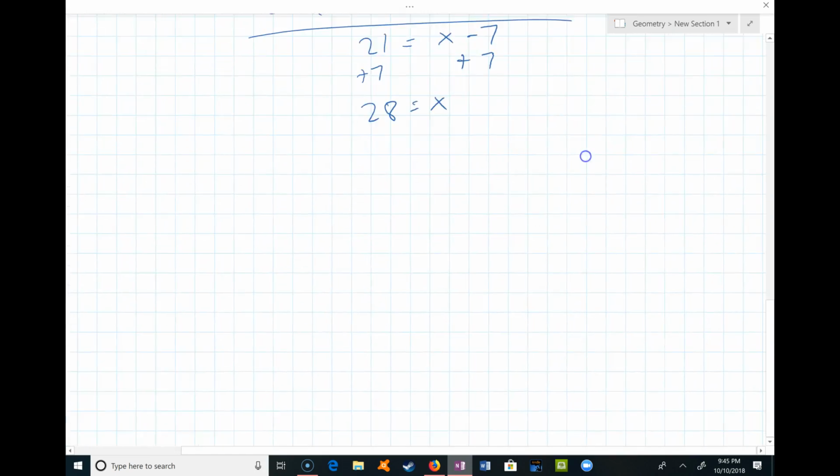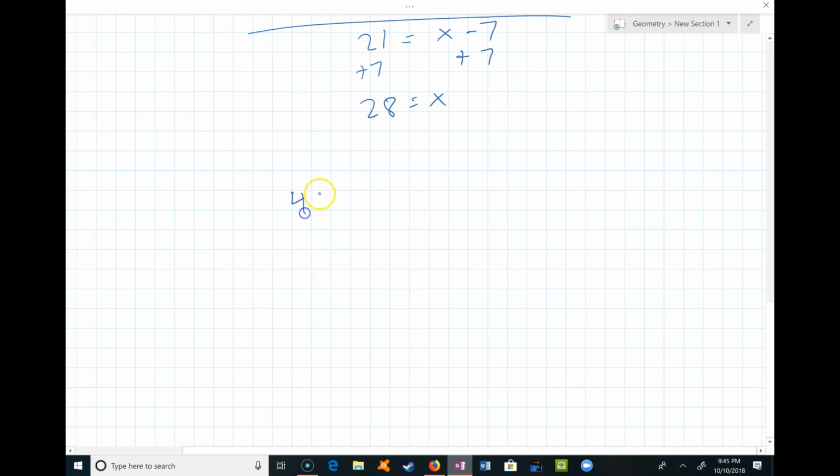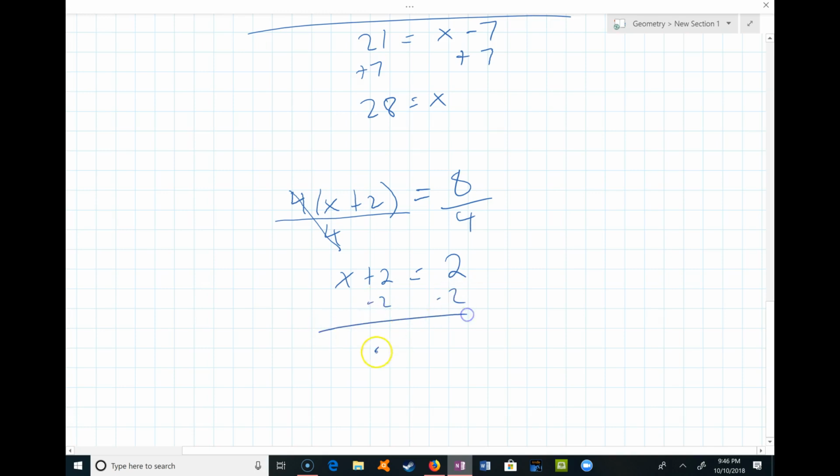Now sometimes you may not want to simplify it. Like for example, if I have 4 times x plus 2 is equal to 8, rather than simplifying the left side, I might divide both sides by 4 right now. Because if I divide both sides by 4, notice the 4's cancel here. I'm left with an x plus 2, and 8 divided by 4 is 2. Subtract 2 from both sides, and I get x is equal to 0.